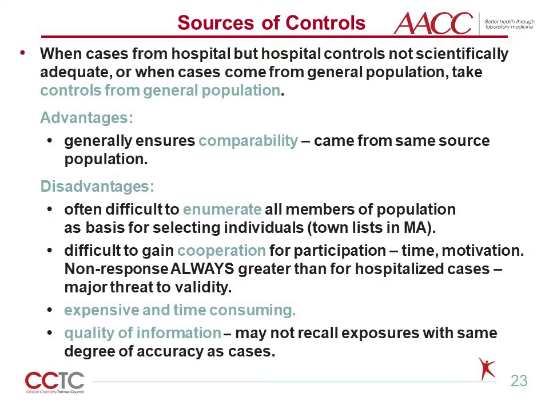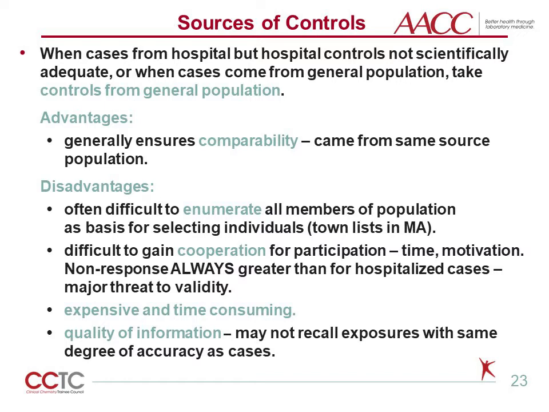population. The advantage of that is that generally that ensures comparability. Everybody's coming from the same source population. But the disadvantages are just logistic. It is often difficult to enumerate all members of the population, and we have to do that to be able to select individuals. Some places like Massachusetts do have town lists where you can get all the names of people living in a community, but most places don't have that. So how are you going to enumerate the members of your population or identify in some reproducible way where your controls are going to come from the population?